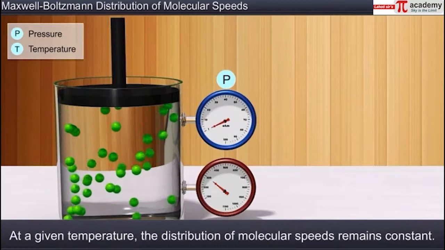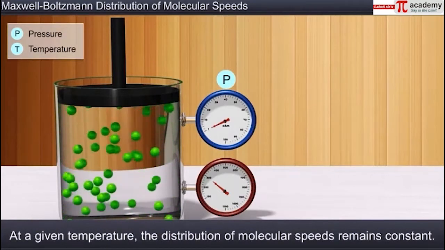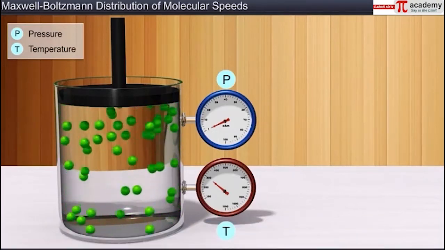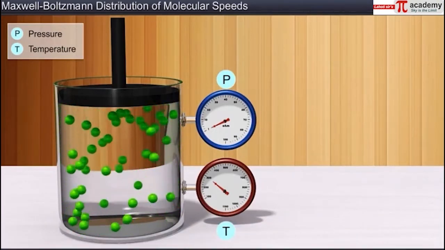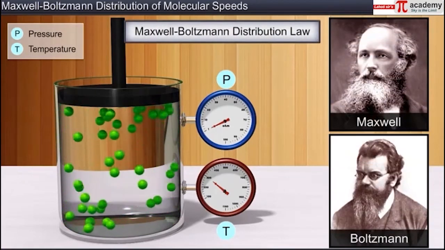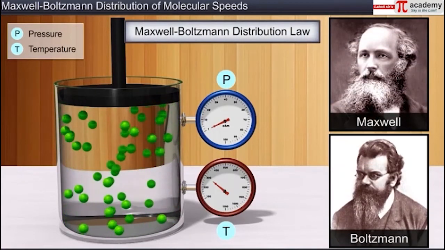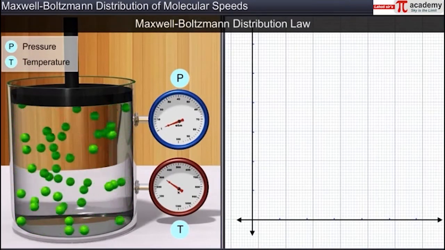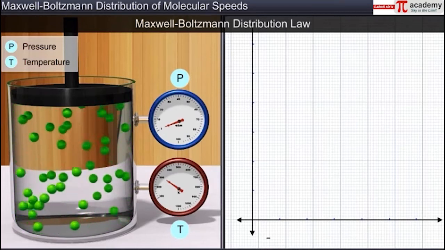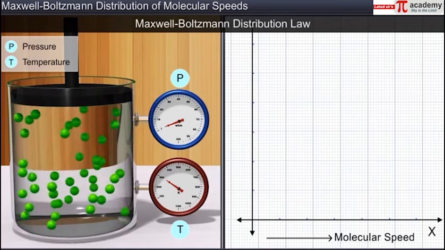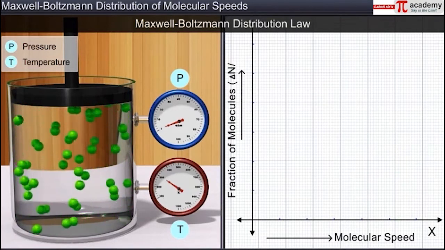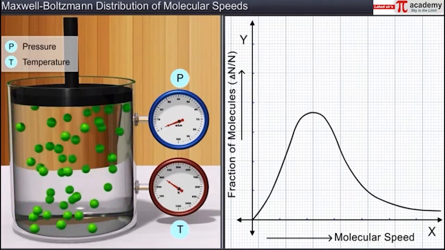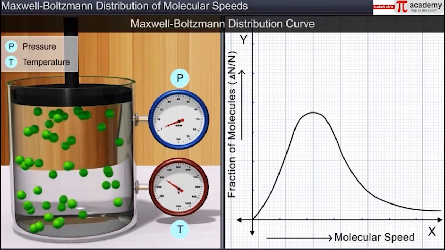However, at a given temperature, the distribution of molecular speeds remains a constant. This distribution of molecular speeds is given by the Maxwell-Boltzmann distribution law. According to the law, for a given gas at a given temperature, a graph is plotted between molecular speeds on the x-axis and the fraction of molecules on the y-axis. The graph obtained is called the Maxwell-Boltzmann distribution curve.